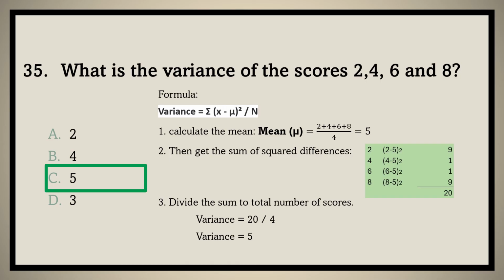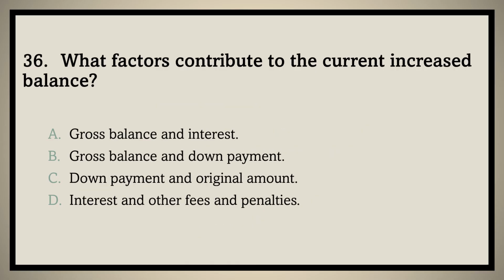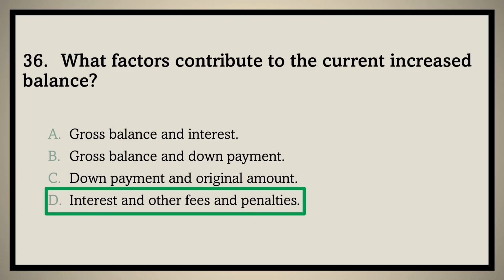36. What factors contribute to the current increased balance? A. Gross balance and interest. B. Gross balance and down payment. C. Down payment and original amount. D. Interest and other fees and penalties. The answer is D. Interest and other fees and penalties.